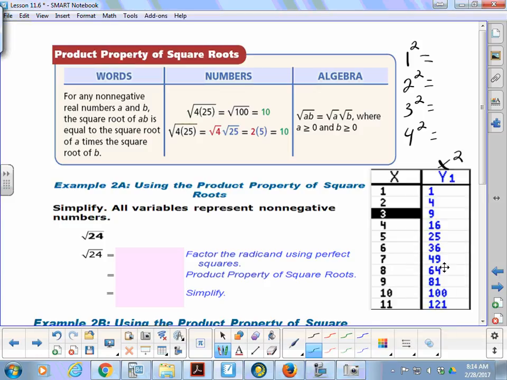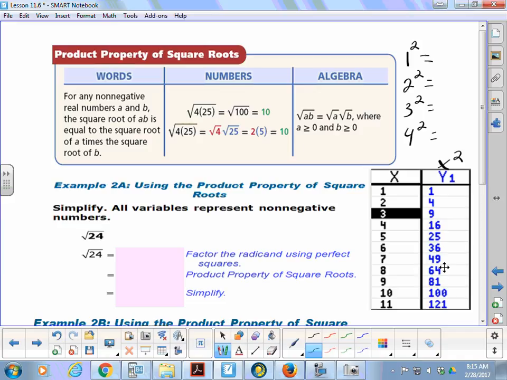Okay, because what we're going to be doing is using squares to simplify radical expressions. So here we have the product property of square roots. It says that if I have, like the situation here, the square root of 4 times 25, which is the square root of 100, is 10. Or what the product property says is that I can take the square root of 4 times 25 and pull that apart and say, well, okay, that's the square root of 4 times the square root of 25.